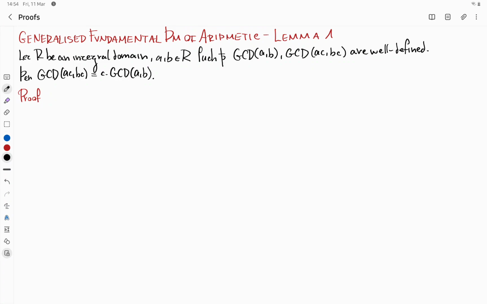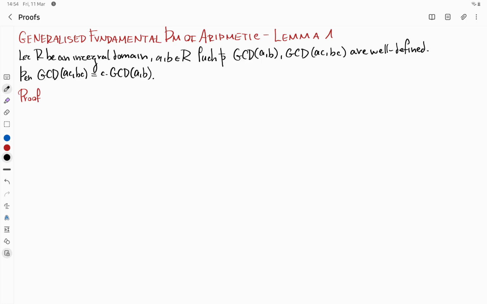Let R be an integral domain and a, b be some elements from the underlying set thereof, such that the greatest common divisor of a, b and the greatest common divisor of a times c and b times c, for some c, are well defined. Then the greatest common divisor of ac and bc is equal to c times the greatest common divisor of a and b.